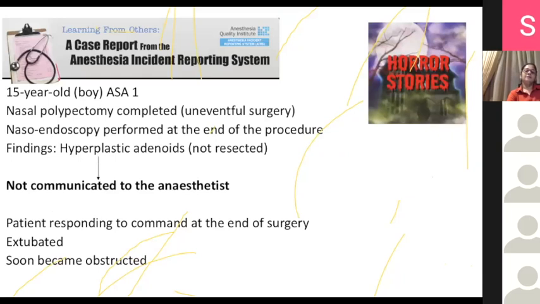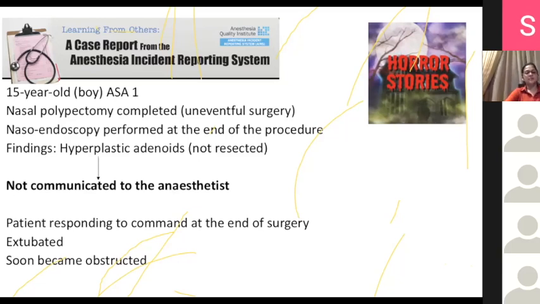Let me just put this case across to you. This is from the ASA, the American Society of Anesthesiologists, a case report of an uneventful surgery. They performed nasal endoscopy at the end of the procedure and found adenoids they chose not to resect. But of course, again, it does not get communicated to the anesthetist. And now at the end of surgery, the patient is responding to command. So the patient gets extubated.